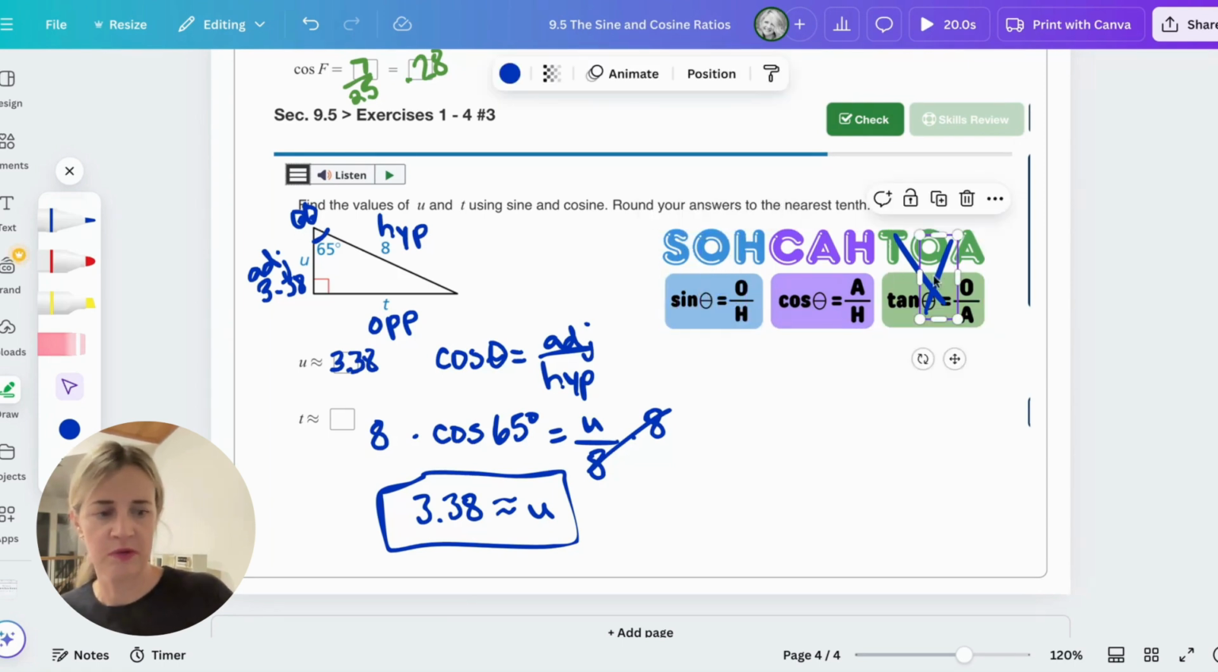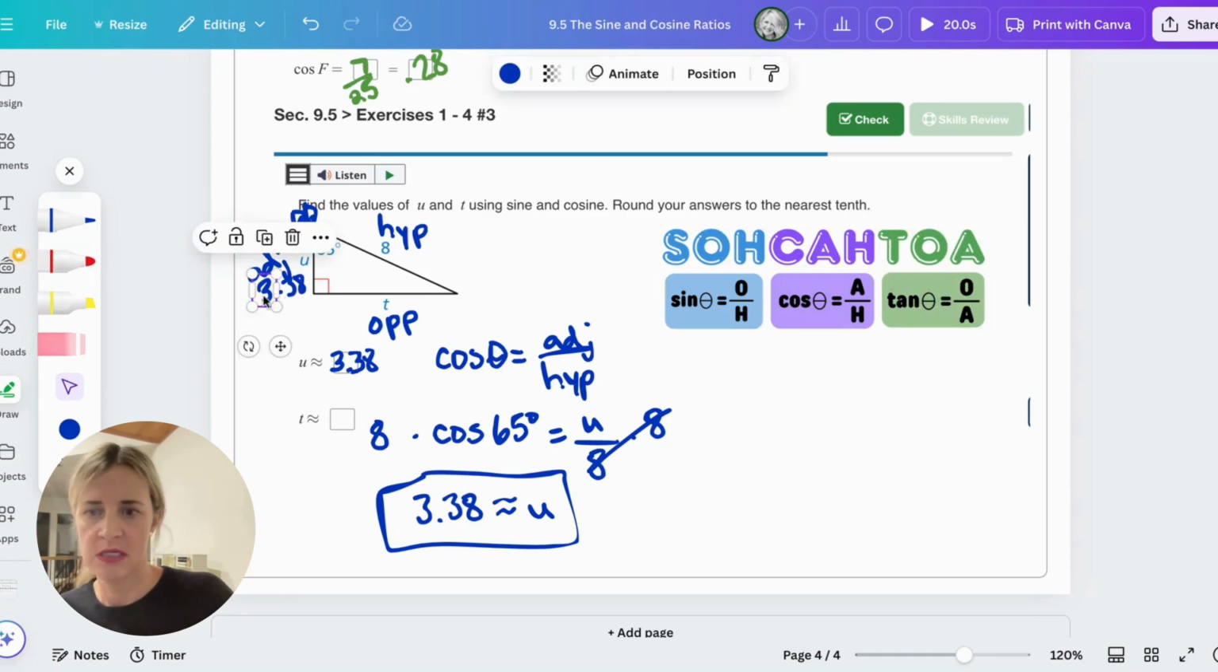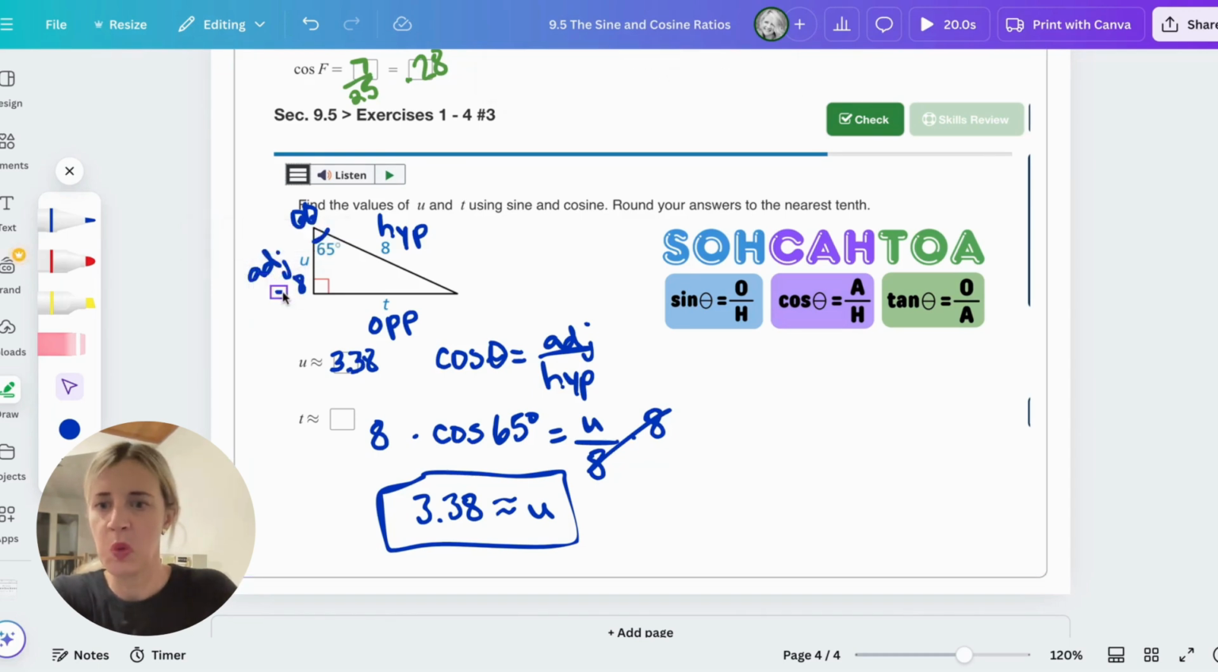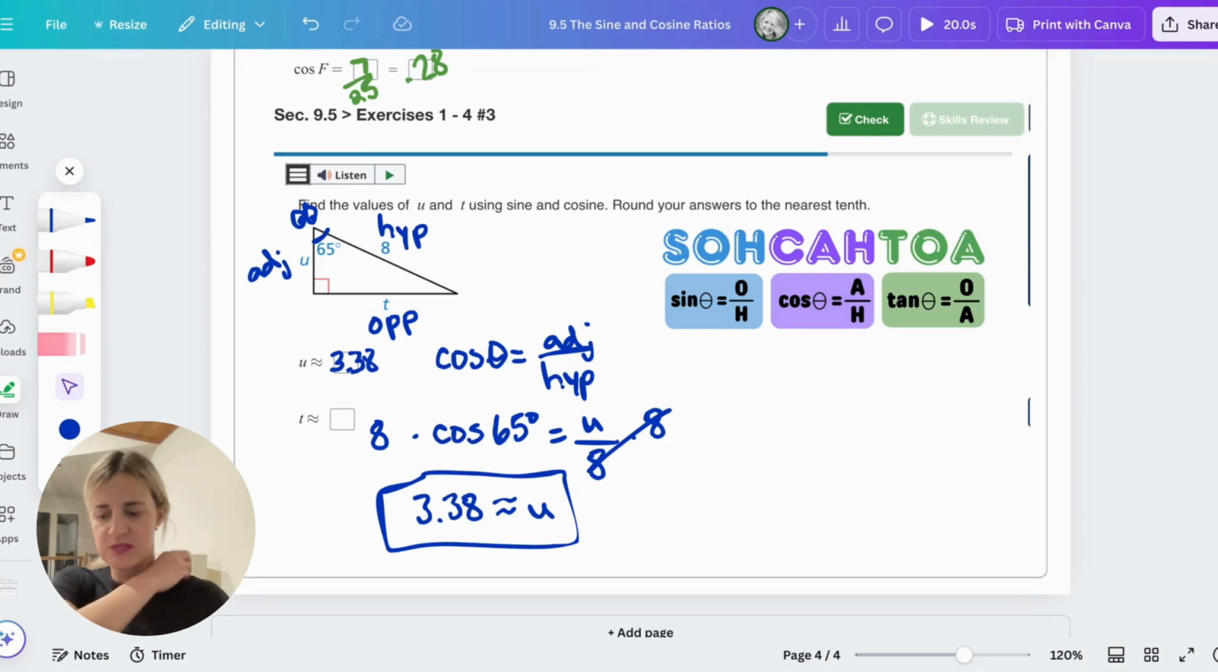So next we are going to find t, side t. So I'm just going to pretend we don't even know u. I don't know u yet. I'm not going to have it there. All right, so to find t, this time I'm going to highlight what we want to find. We want to find the t, which is opposite. And again, we're going to highlight what we know. And even if we did put in that we knew adjacent was 3.38, that's not one we would say we technically know. We found it, and it's a rounded answer, and so we're not really going to use it.